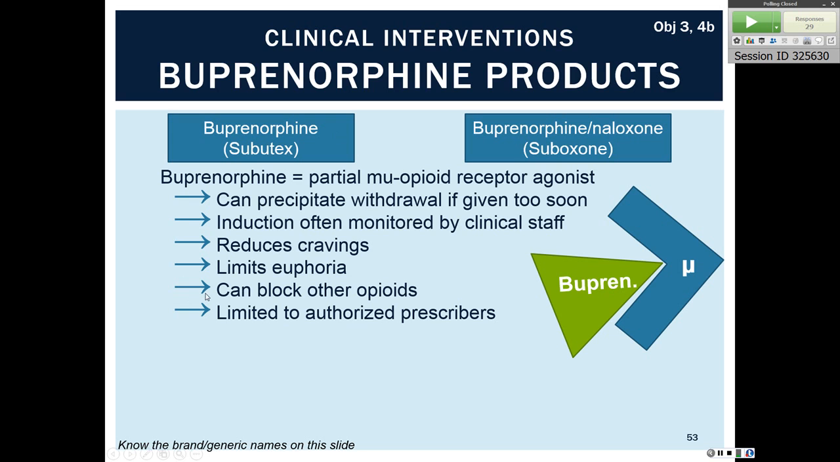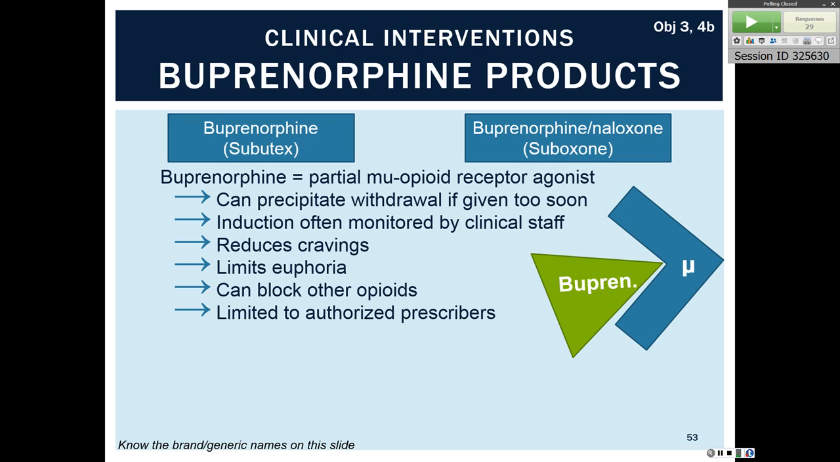Because buprenorphine also binds so tightly to the opioid receptors, it will block the effects of all other opioids. Now, if you guys remember from pharmacology, I don't know if you do, but there are two ways that you can kick off something from a receptor. Do you guys remember what those are?